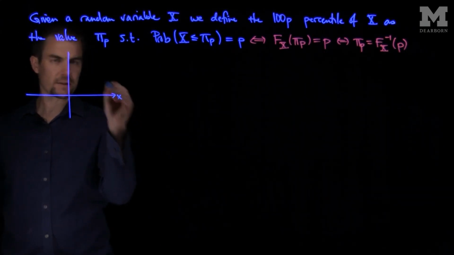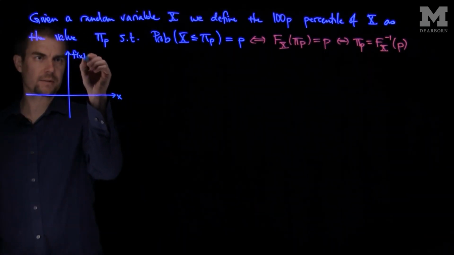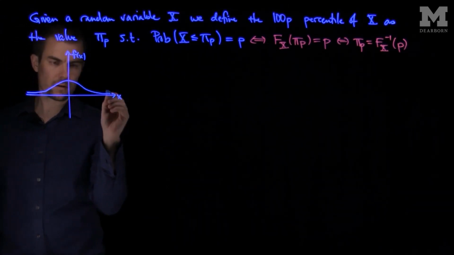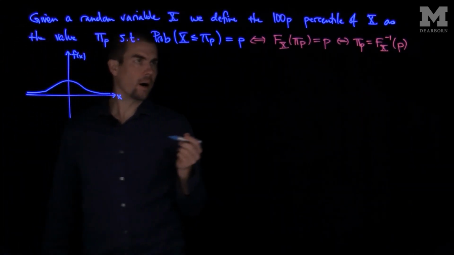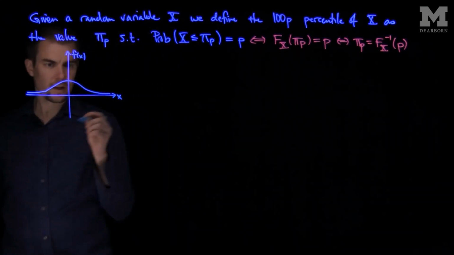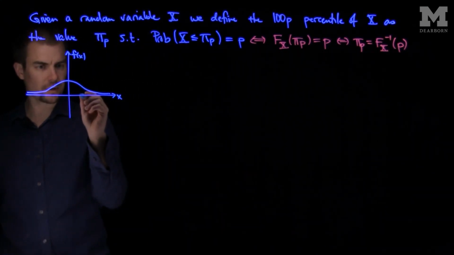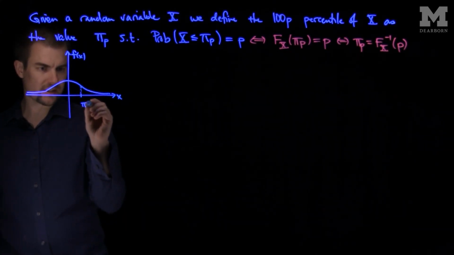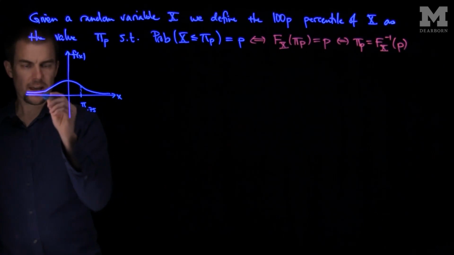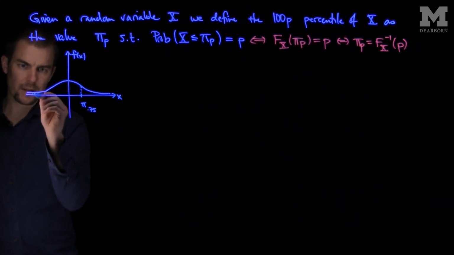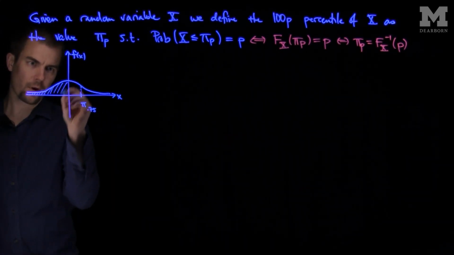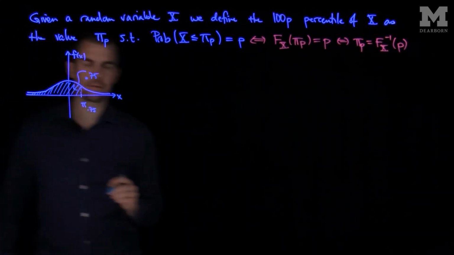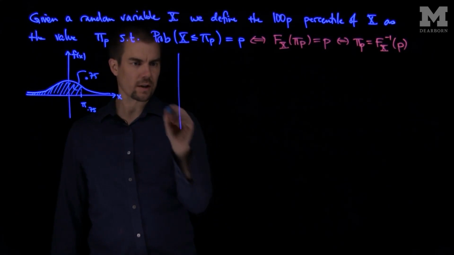So if here's the x-axis and here's the PDF axis, f of x, if we have a PDF, and I want to find the 100p percentile of x, if I wish to find the 75th percentile, what I'll need to do is find the value over here. That would mean the area under the PDF up to that point will be exactly 0.75.